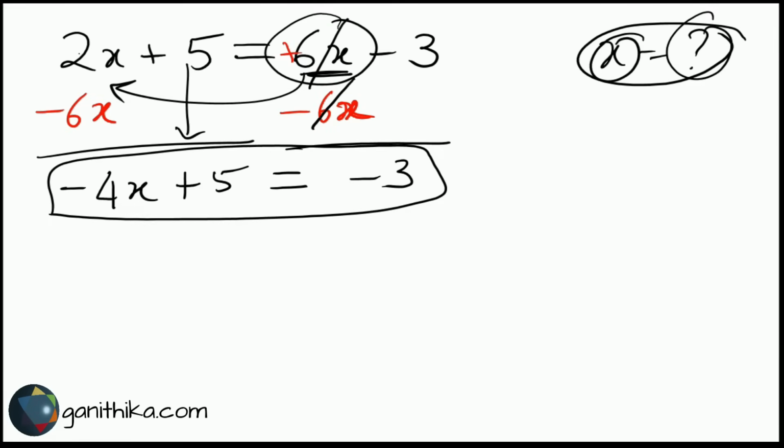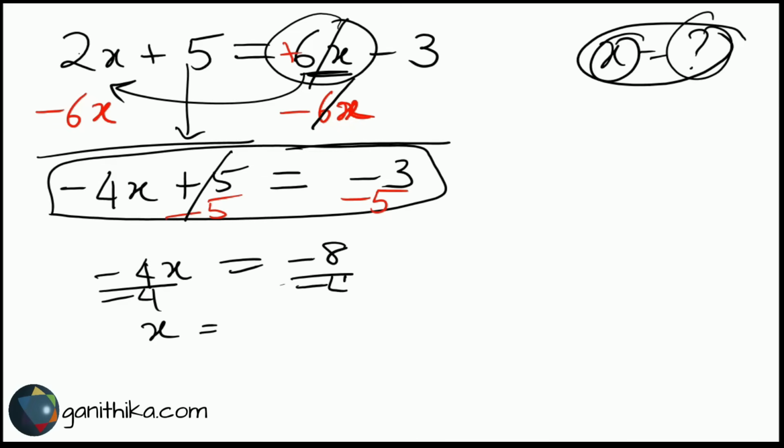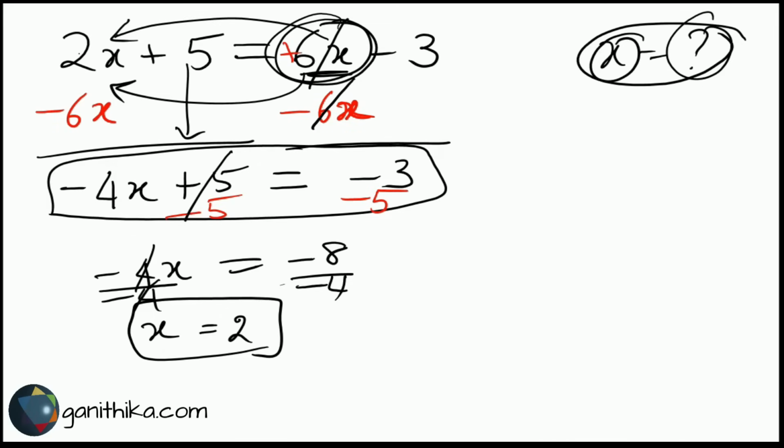And how to proceed? We have to subtract 5 on both the sides, so that you will have negative 4x on this side alone. These two go off, and then you will have negative 8. So we divide by negative 4 on both the sides, so that the negative 4 goes off, and then we have x is equal to 2. So basically speaking, if you have x term on the right hand side, see that it is taken to the left hand side using the opposite operation.